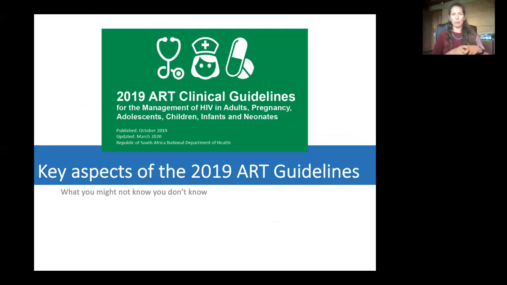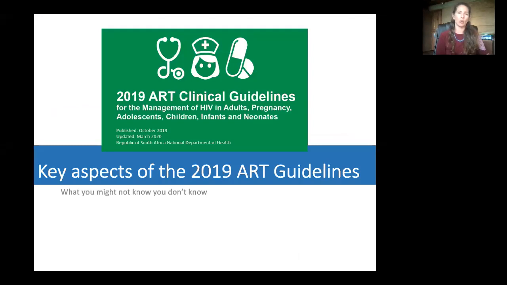Specifically, I'm going to be talking very much in terms of the practicalities around the ART clinical guidelines. And we're talking specifically the National Department of Health ART clinical guidelines. Now, the guidelines that the private guys use are the ones printed by the South African Clinicians Society.